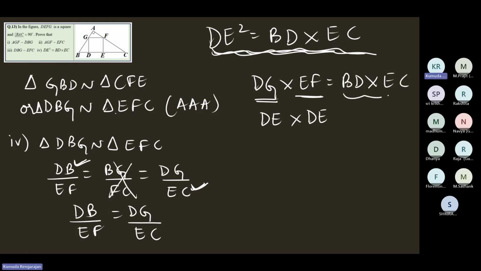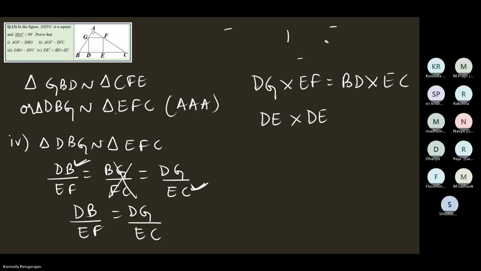We got BD and EC on the other side. But here we have DG into EF, which in the question is DE squared. All these three, DE, DG, EF, are the sides of the square. So you can substitute DG and EF with DE. So we have DE square is equal to BD into EC.